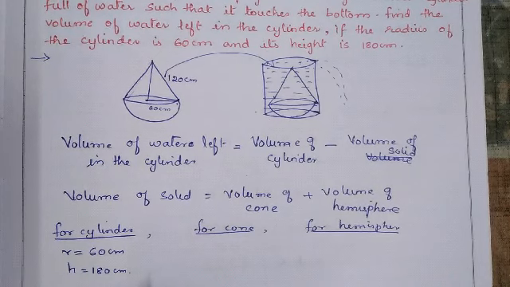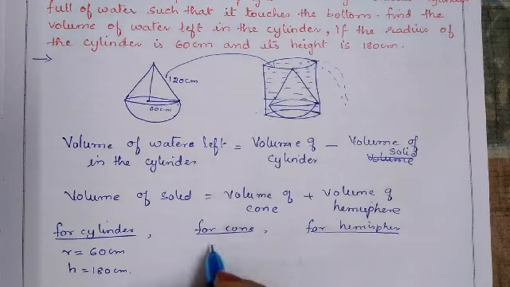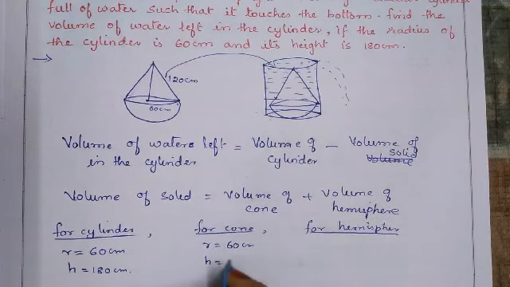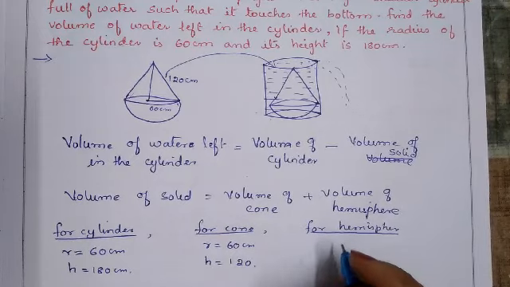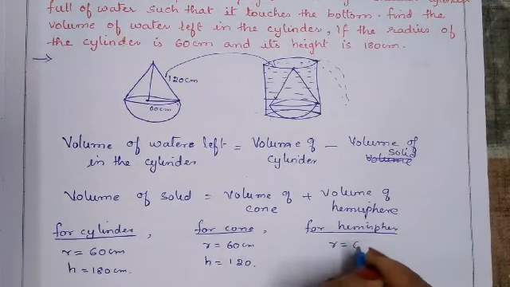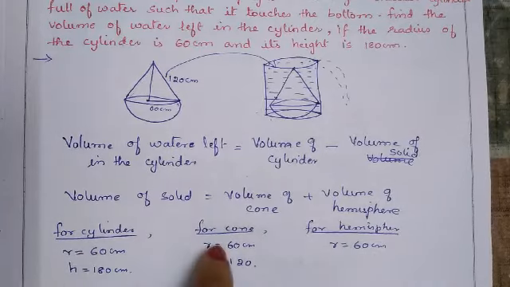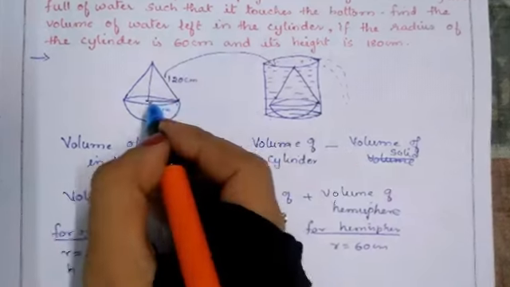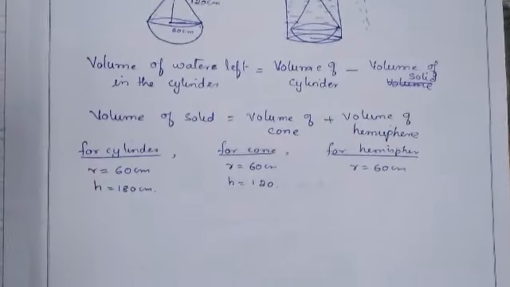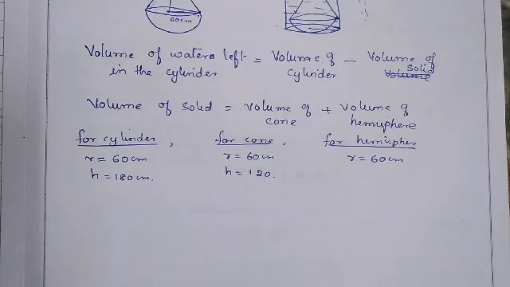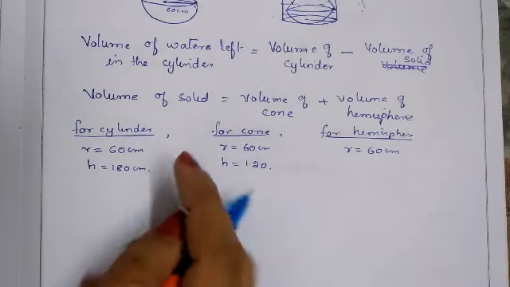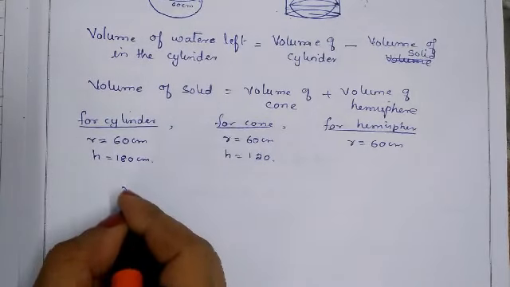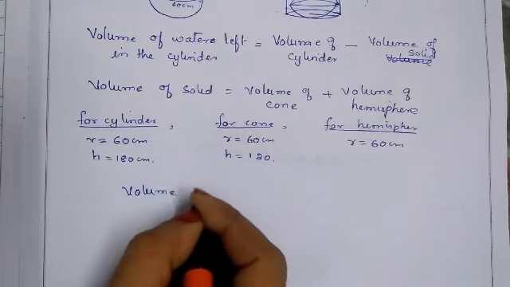Regarding the cone, they have given the same radius, 60 centimeter, but the height of the cone is 120. And the hemisphere radius is 60 centimeter. Here we can see the radius is the same for all three things. Now let us find the volume of solid first, because we need to remove the volume of solid from the volume of cylinder. So first let us find the volume of solid.